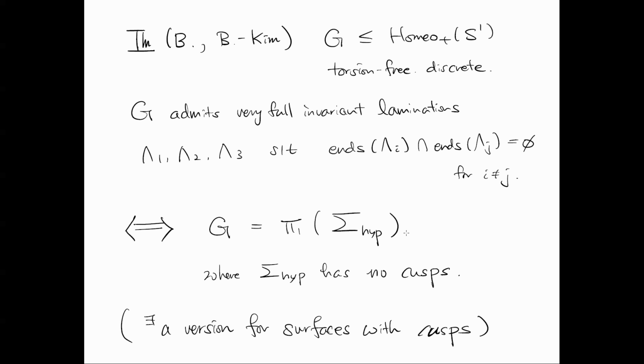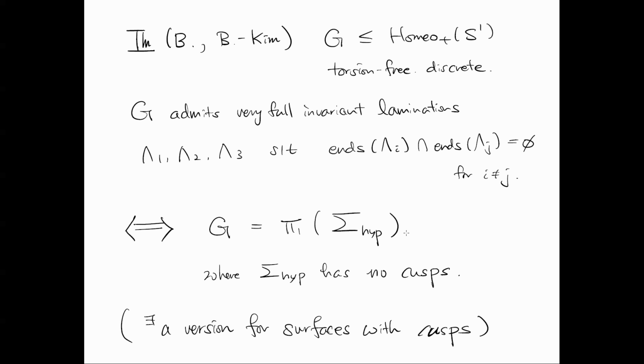There's also a version of this theorem which includes surfaces with cusps. The way you do it is you erase the "no cusps" part, and modify the condition so that the intersection of the sets of ends of lambda i and lambda j is always exactly the set of points which are fixed by a parabolic element in the fundamental group. Here, parabolic means a homeomorphism which has only one fixed point on the circle. Those actually correspond, after quotient, to the cusps of the surface. But anyway, that's the surface version of the theorem.